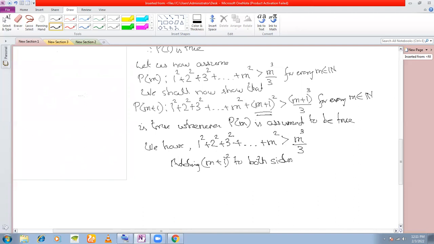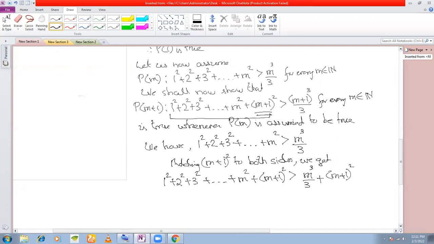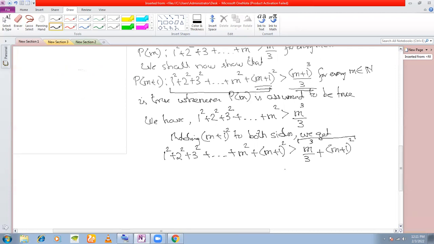So m plus 1 whole square definitely will be positive. We get 1 square plus 2 square plus 3 square up till m square plus m plus 1 square is greater than m cube by 3 plus m plus 1 whole square, right? Now see, we have already got the left hand side of Pm plus 1. Only thing is we need to show that this quantity is either equal to or less than m plus 1 whole cube by 3. So let's start with this.